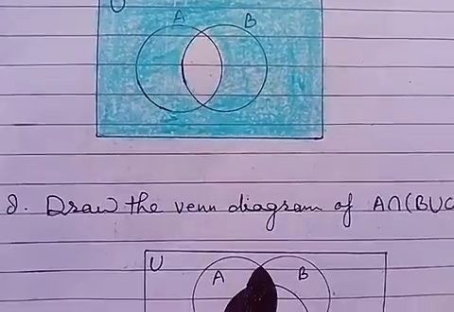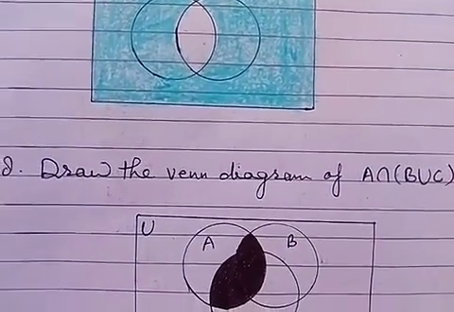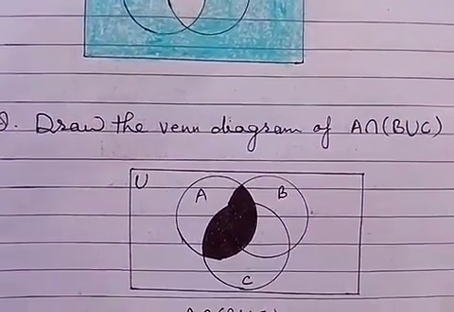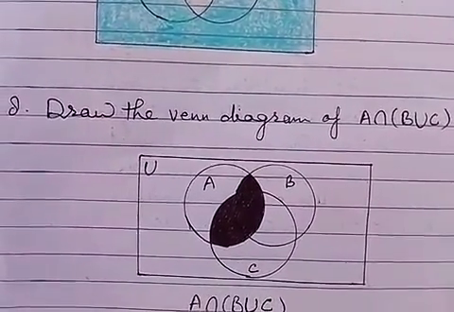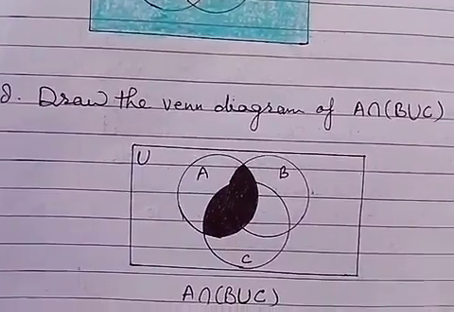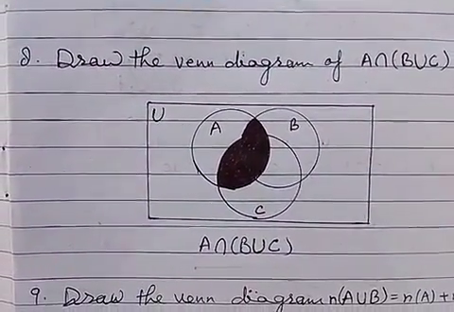Draw the Venn diagram of A intersection (B union C). We can shade the intersection of A with B union C. A intersection (B union C) we can shade with the dark part.